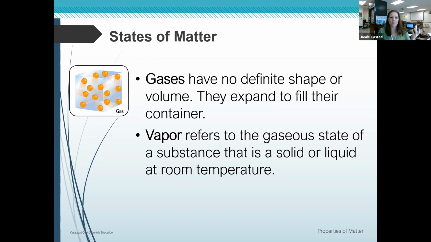So a gas is something like nitrogen or oxygen or CO2 in the air, things that are naturally gases. But a vapor, if it came from a solid, if you've melted it and then boiled it, or if it came from a liquid, it has evaporated or boiled off, which are two different things. We'll go over that. Then it's considered a vapor.